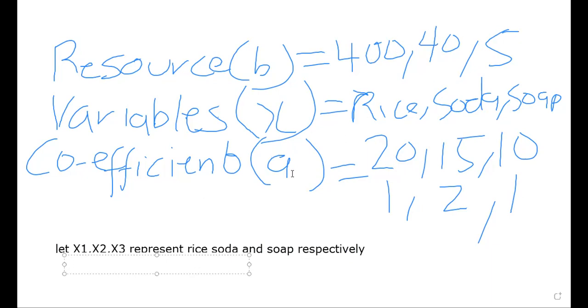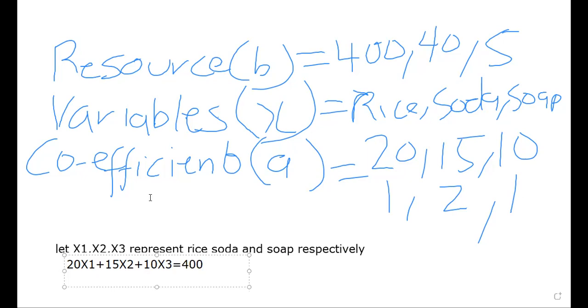So now let's do the first equation for the shopping. So it will be 20x1 plus 15x2 plus 10x3 is equal to 400. We are doing it for the first.